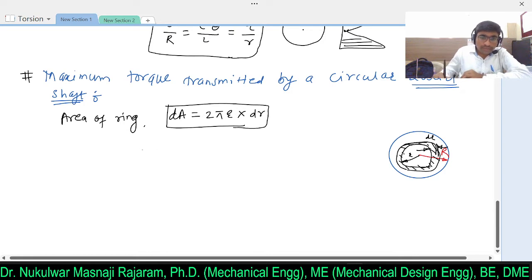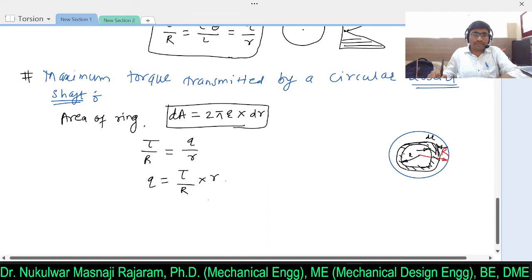Clear? Now I will use the same equation which we derived earlier, that is tau by R equal to q by r. Okay, so this is the shear stress at the outer side. So here I have considered capital R, and it is equal to the shear stress at radius of small r. Clear? Now if I simplify it, then I can write, taking this r to this side, q equals tau divided by R into small r. Simple. So this is the equation.